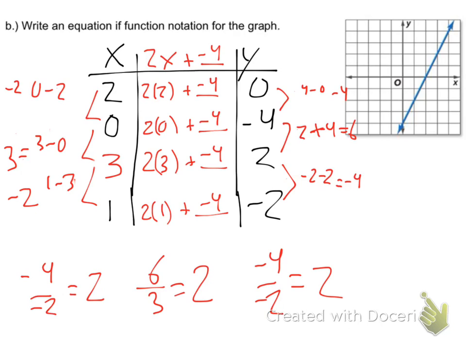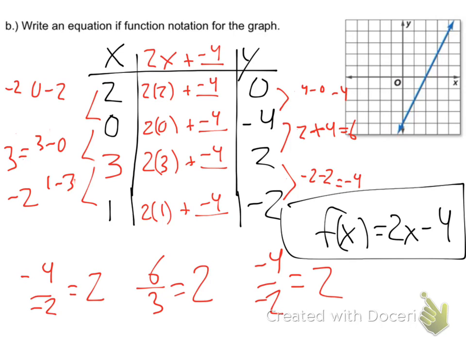The equation, ladies and gentlemen, is f of x equals 2x minus 4.